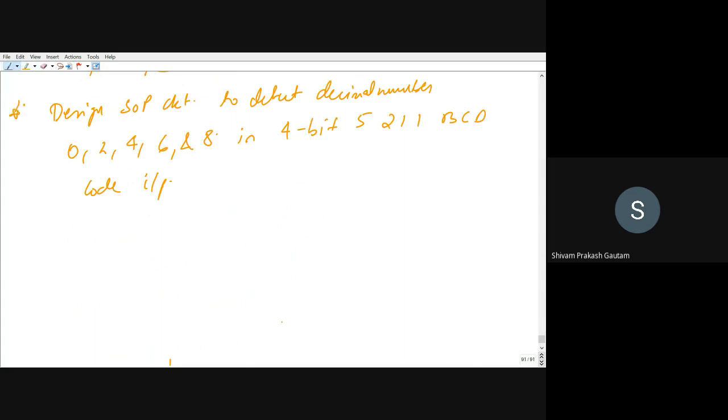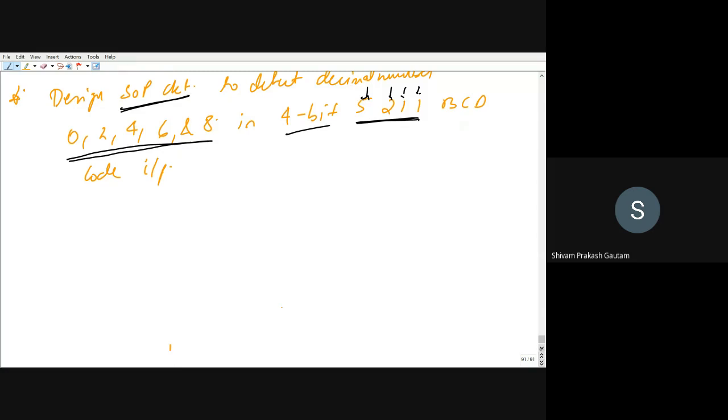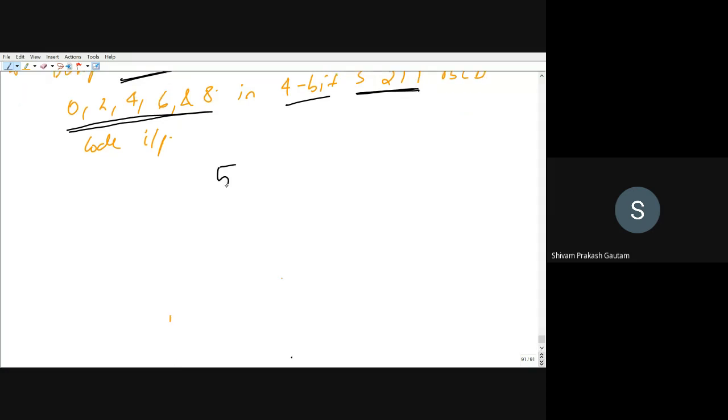Just see the problem statement. What you have to do is design an SOP circuit to detect these decimal numbers in a 4-bit code. Now this is a binary weighted code. If you remember, in a weighted code each bit has been weighted. Accordingly we have to draw the truth table, right? 5211 is our weighted code.